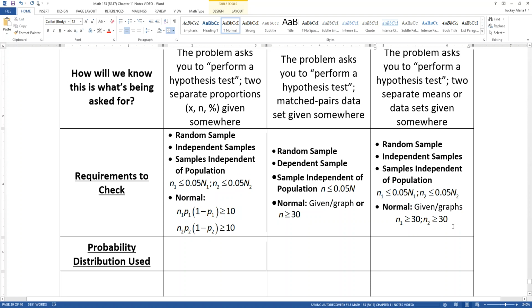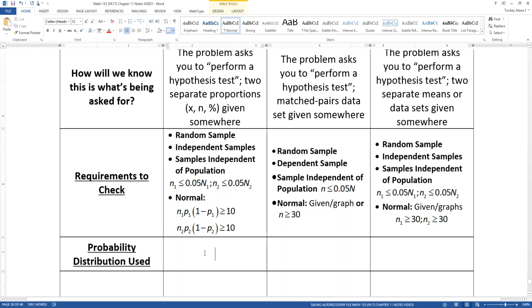So you have to check both groups are bigger than 30 or both groups are normal if you're given two normal probability plots. And then you have to check that they're both independent of the population. You have to check that they're independent of each other, all that good stuff.